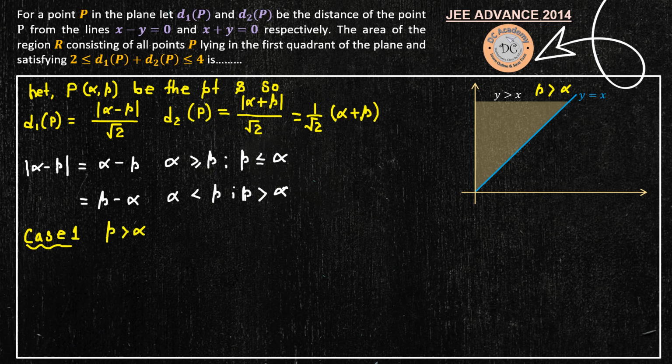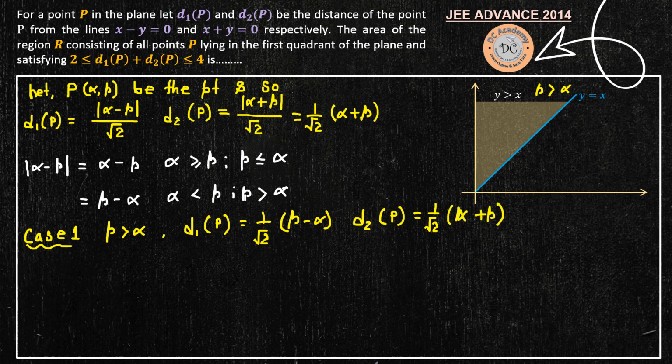In that case, our d1 of p will be equal to 1 by root 2 into beta minus alpha, and d2 of p is equal to 1 by root 2 into beta plus alpha. That's it. So we can easily compute d1 plus d2. By observation, d1 plus d2 is equal to 1 by root 2 into 2 beta, since alpha and alpha get cancelled.